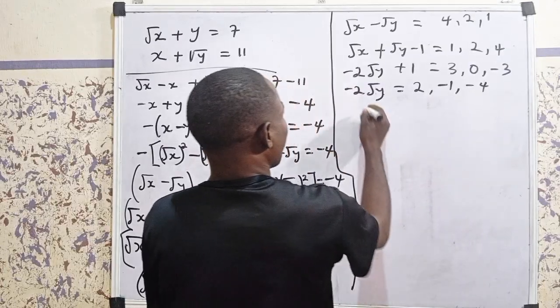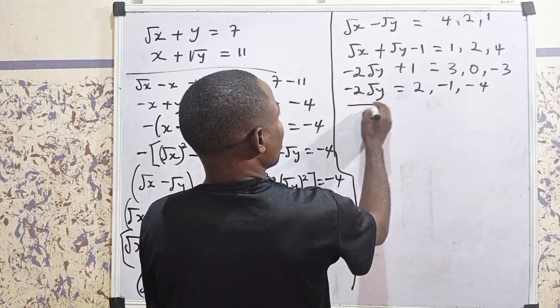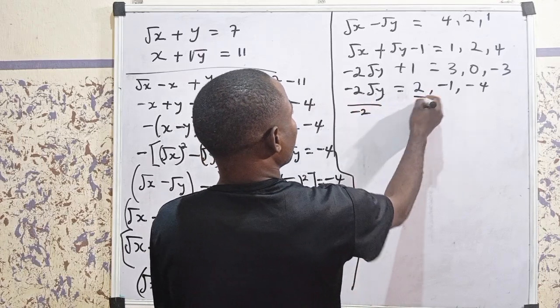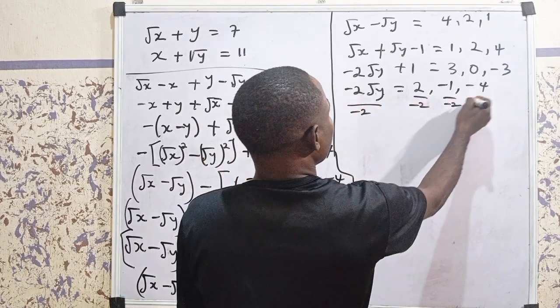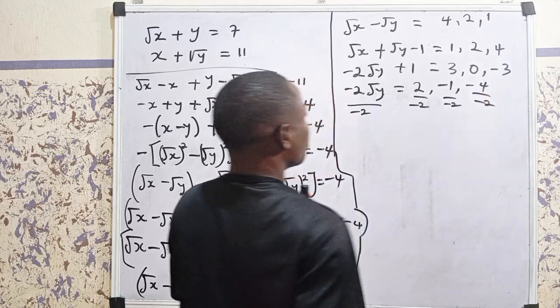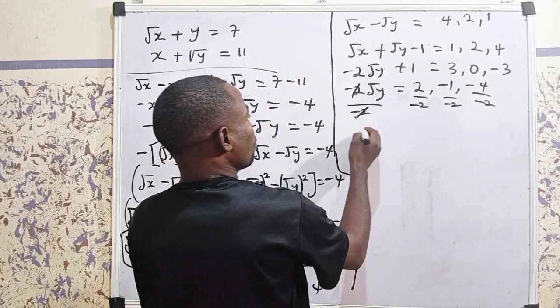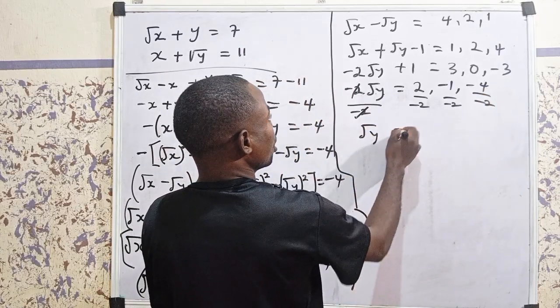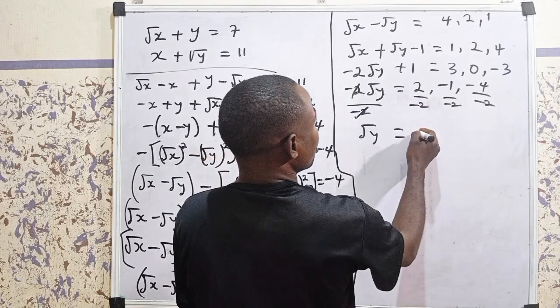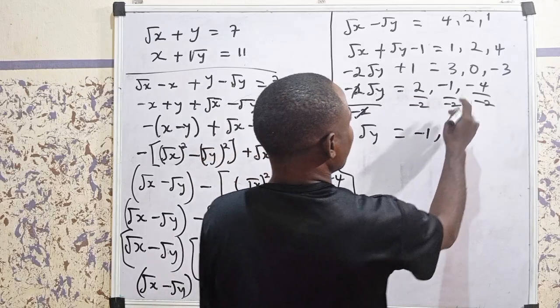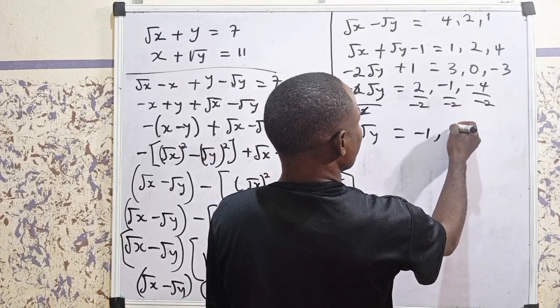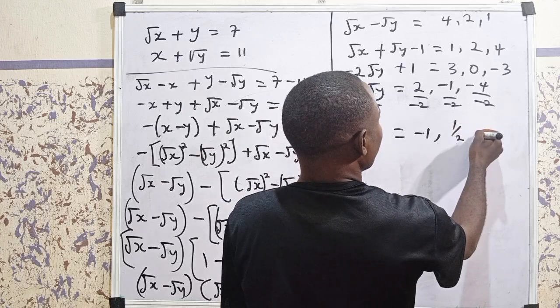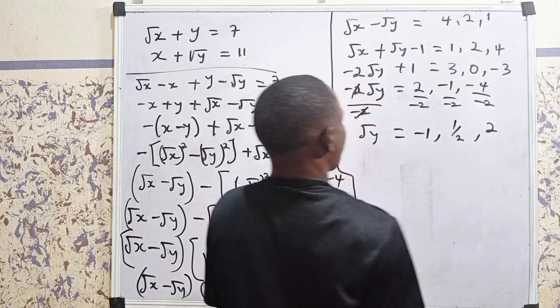Okay, then I can go ahead and divide through by negative 2, negative 2, negative 2, and of course negative 2. So that I'm going to be having that root y is equal to, so this is negative 1, and this is 1 over 2, and of course this is equal to 2.